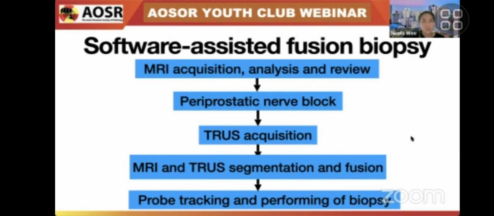By and large, however, all systems start off with the acquisition of the MR images, analysis and review, followed by administration of the periprostatic nerve block by the procedurist. Then the procedurist will go on to acquire the transrectal ultrasound images, and then segment and fuse both MR and transrectal ultrasound images, and lastly, make use of probe tracking to perform the actual biopsy.